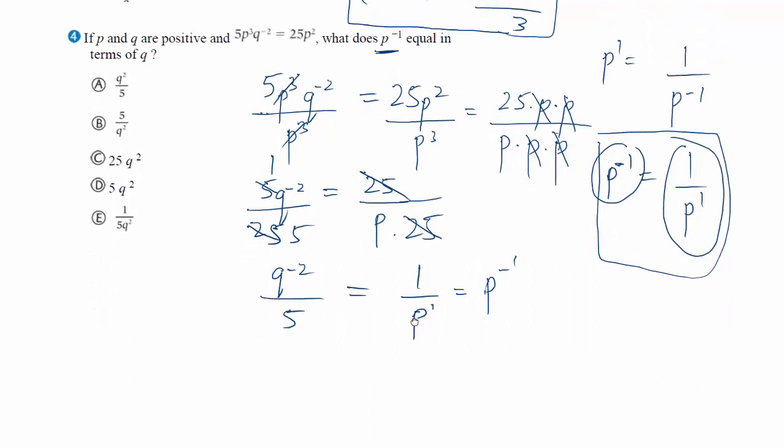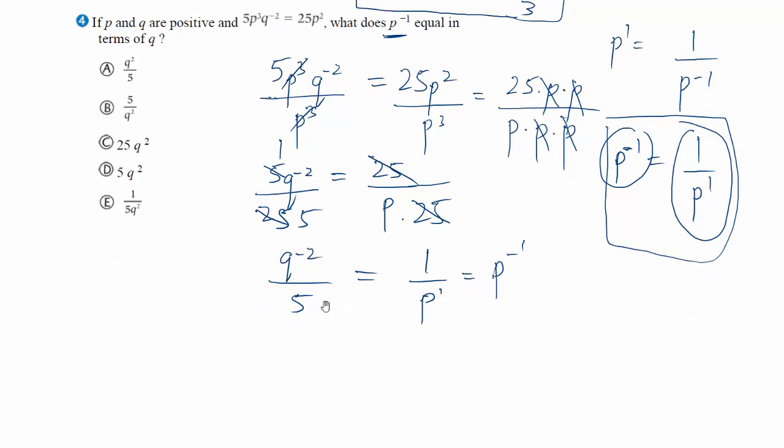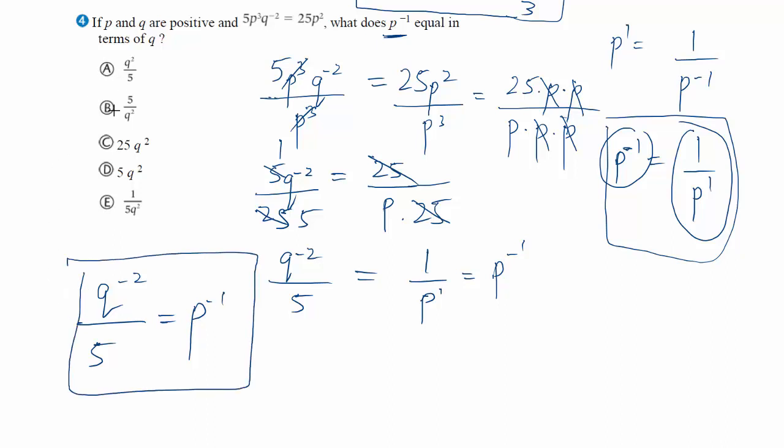So we have calculated the value of p to the negative 1, but we have to see the form of the answer. We got q to the negative 2 divided by 5 equals p to the negative 1. But you will not find any option like that. See, every option has a positive exponent, positive power on q. So in order to convert a negative power into a positive power, you just move it from numerator to denominator or denominator to numerator.